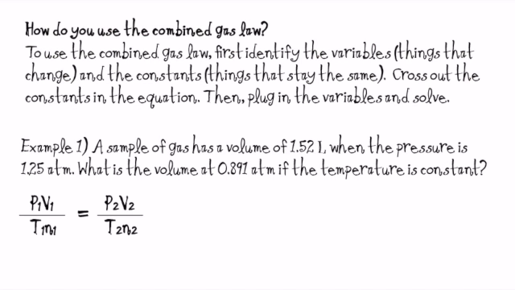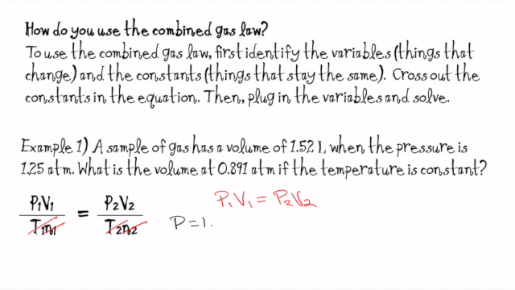Example 1. A sample of gas has a volume of 1.52 liters when the pressure is 1.25 atmospheres. What is the volume at 0.891 atmospheres if the temperature is constant? So for this one, the temperature and number of moles are constant, so we can cross this out. So the formula that we're using is P1V1 equals P2V2.